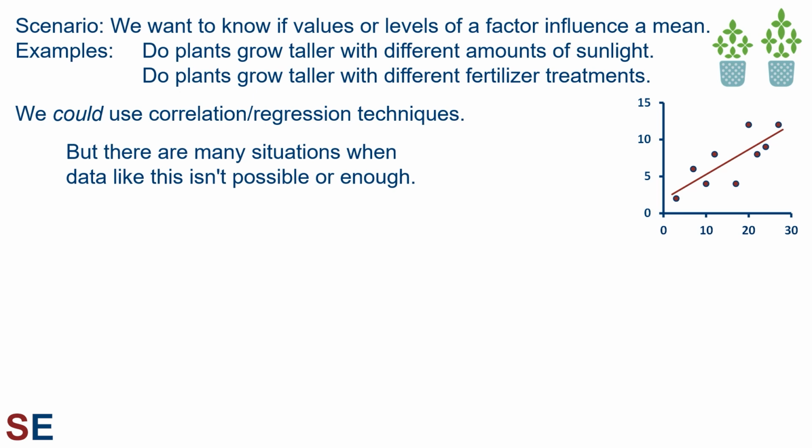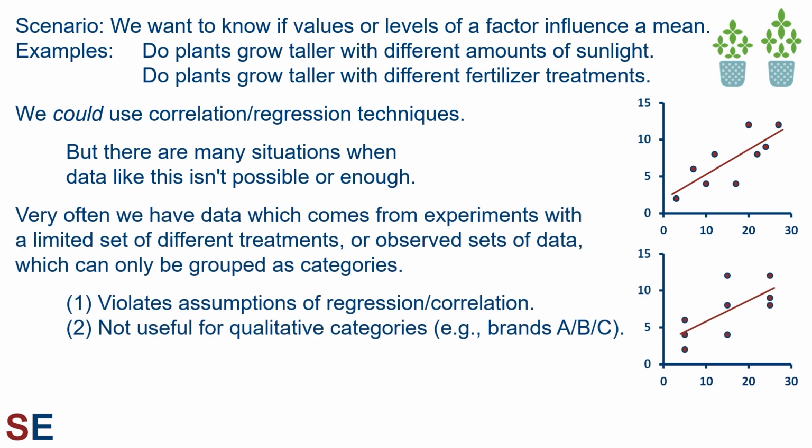We could use correlation or regression techniques, but there are many situations when nicely distributed data like this isn't available or even possible to obtain. Very often, we have data which comes from experiments with a limited set of different treatments or observed data which can only be grouped as categories, and this causes two problems. First, having such distinct sets of x values will often end up violating some of the assumptions of the regression and correlation techniques. Second, regression and correlation techniques are not useful for qualitative categories. If our fertilizer categories are brands, how would we plot these on a numerical x-axis, for example? We therefore need some other kind of technique for these situations.